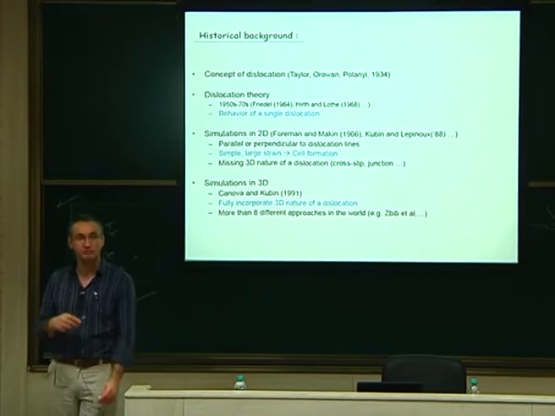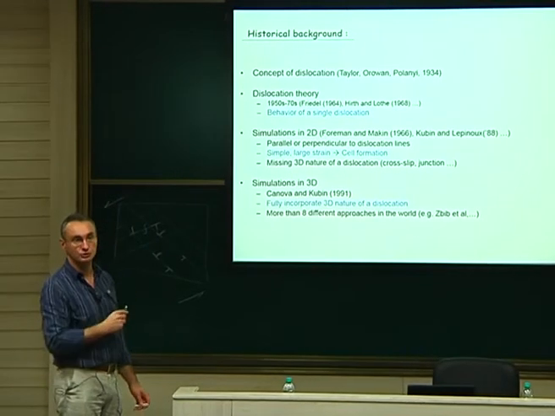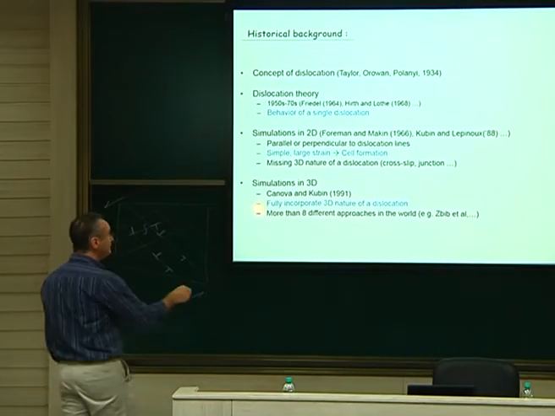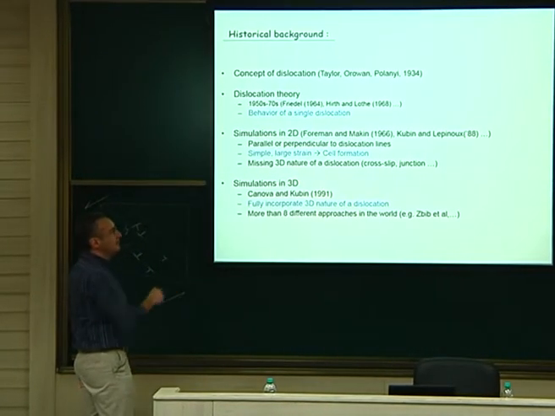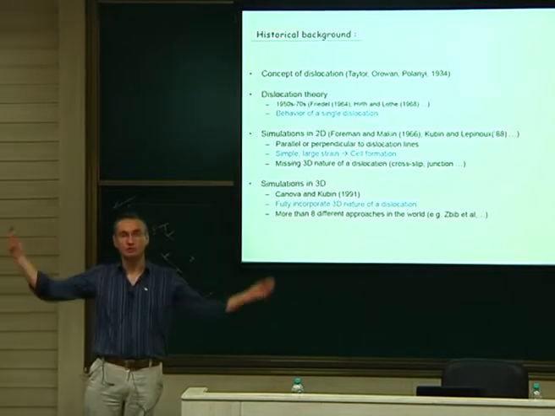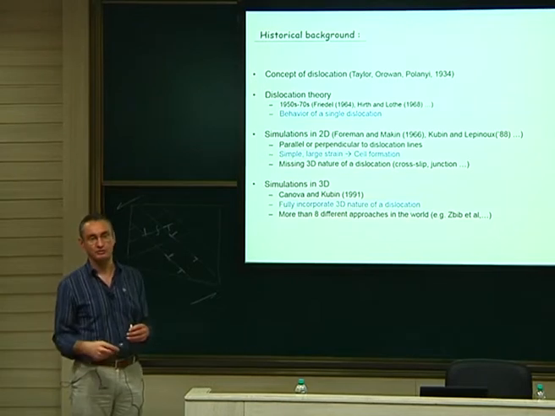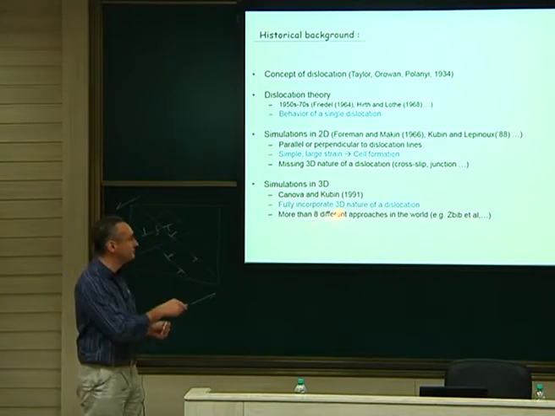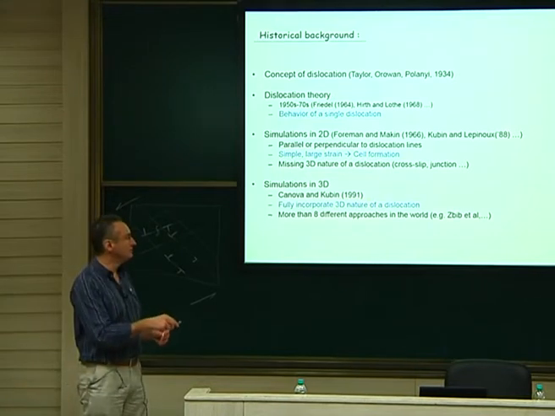So this is the first 3D code, what we call the edge-screw model, that I will show you today. This fully incorporates the 3D nature of the dislocations. This was in 91. And nowadays, if you look at what happens in the world, there are, I said 8, but I think now I was about to count 12. There are 12 different 3D dislocation dynamics codes in the world. SBIB is one of them.